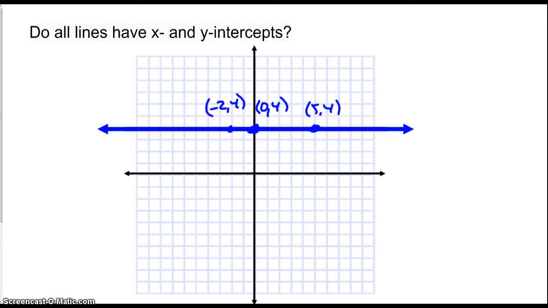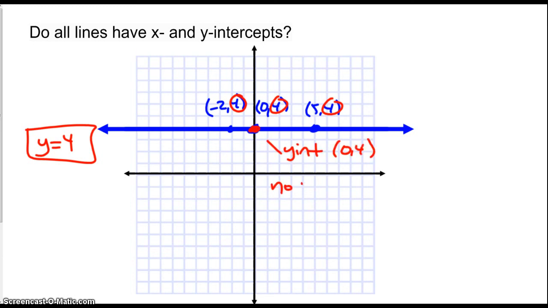You know what I notice about this? I notice that all of the y values are 4, and it doesn't matter what the x value is at all. Later, when we talk about slope and everything, we'll explain this further. But the equation for this one particular line happens to be y equals 4. It's all the places where y is 4, and there's no x at all. So, in fact, not all lines do have x and y-intercepts. This one does have a y-intercept, the y-intercept is 0, 4, but it has no x-intercept. Okay, and that's okay. Sometimes lines have no intercepts there.